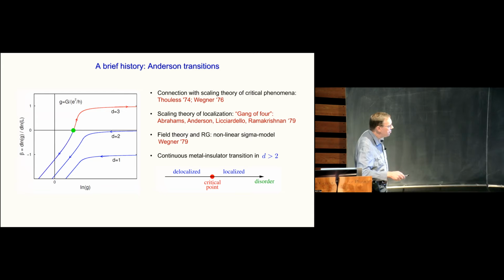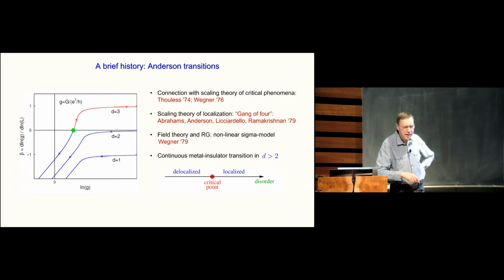And it was later put on a solid field theoretical ground. Wegner, who came up with the nonlinear sigma model, describes it. The main upshot of this story is that in one and two dimensions, electrons get localized by any amount of disorder. So there's no metal at all in one and two dimensions. Only in 3D can you have a transition between a metallic state, with extended states at the Fermi energy, and an insulating state, with localized states at the Fermi energy. This is the Anderson transition that I'm going to focus on later.